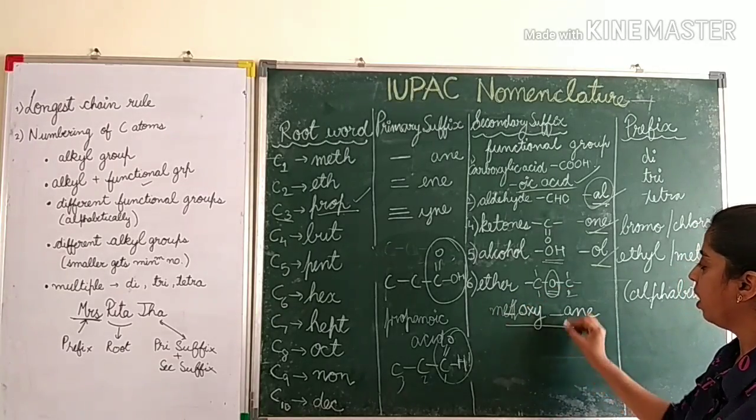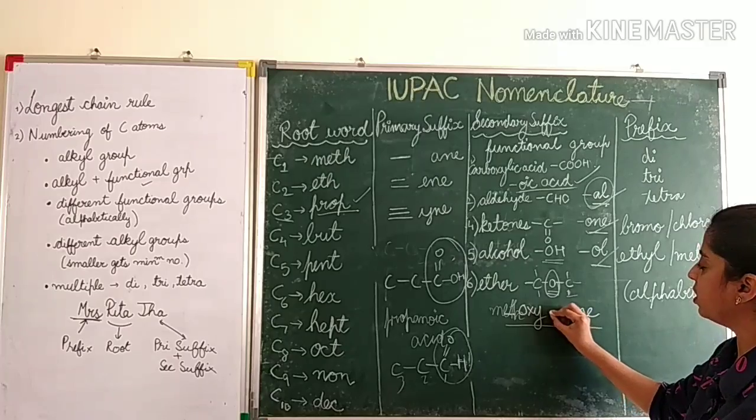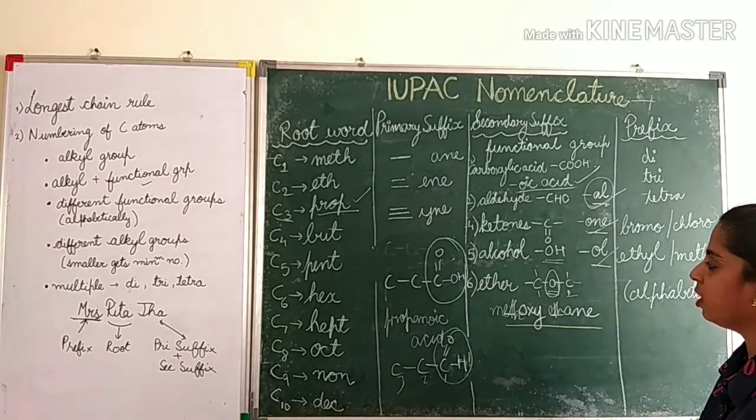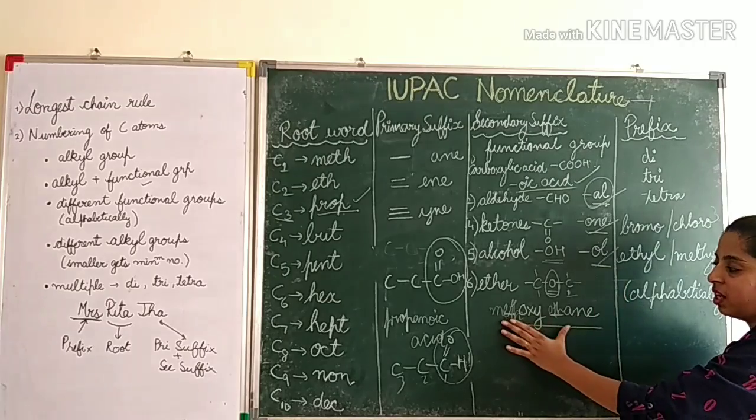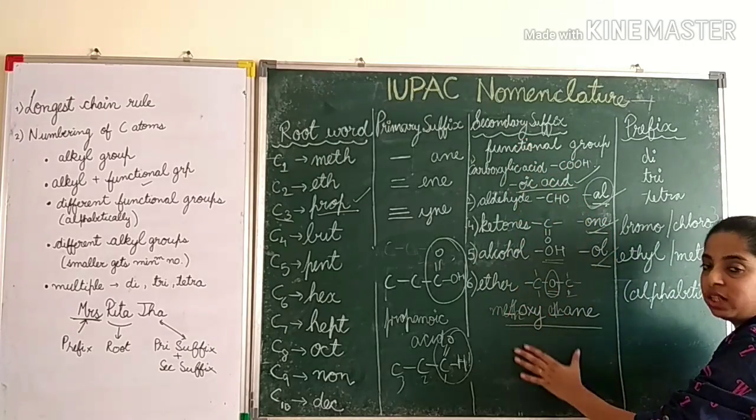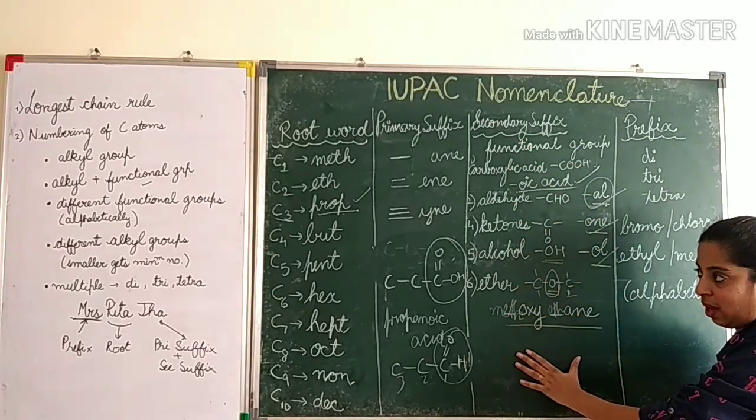तो यहाँ अगर एक है और यहाँ 2 है तो we can write methoxy and methoxy ethane. Okay, so we will count how many carbon atoms are here and how many carbon atoms are there, and then we will name. I will explain you all these namings in detail when we take examples.